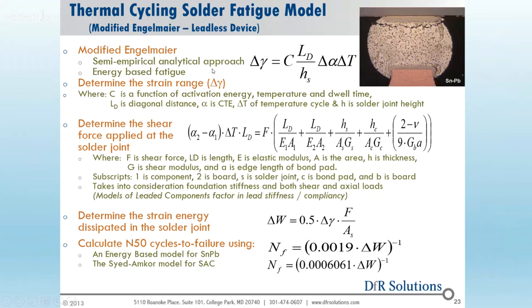Once we have the strain range, the next thing we want to do is calculate the shear force applied at the solder joints. We know for a leadless device like a resistor or capacitor, there are basically two large solder joints. We know how big the solder joints are. So we put all of that information in, again, delta T and delta alpha.